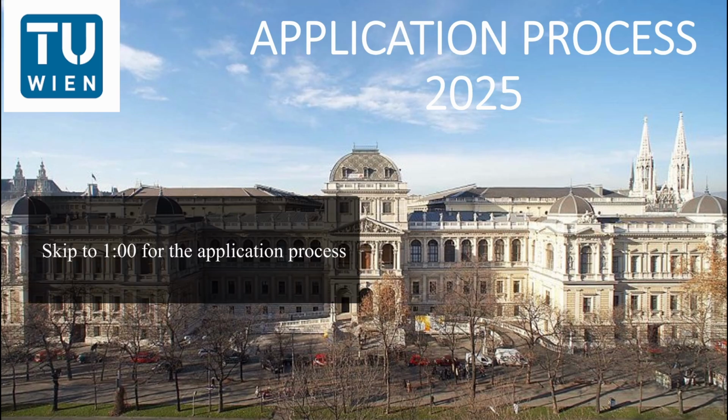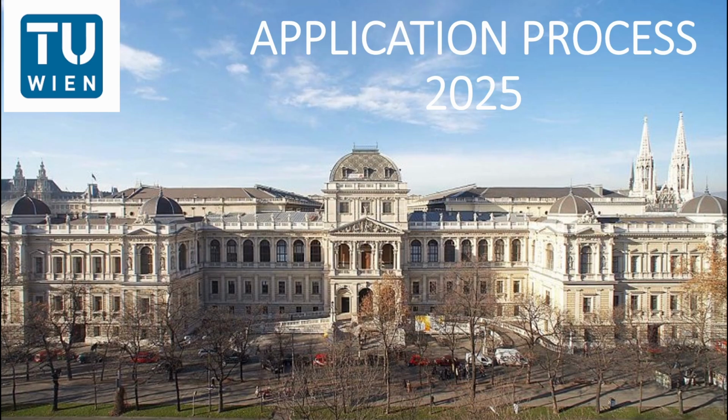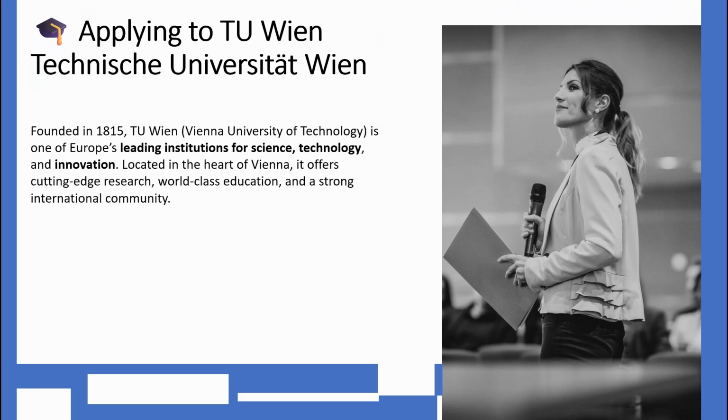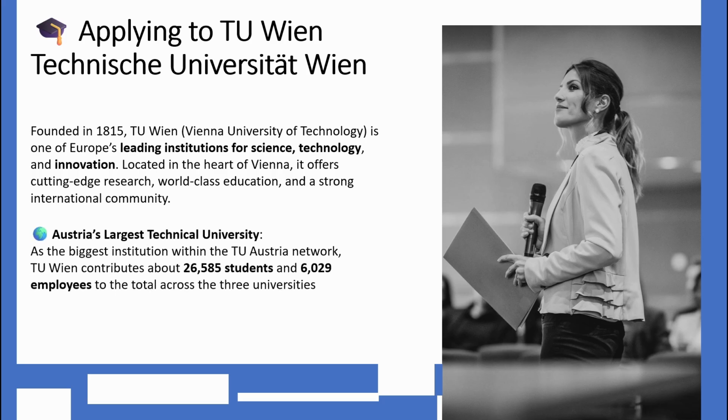Today's episode is all about the application process for TU Wien, one of Austria's top technical universities and actually the largest in the country. TU Wien, or Vienna University of Technology, was founded way back in 1815, and it's now home to over 26,500 students and more than 6,000 staff members. It's located right in the heart of Vienna and is known for its cutting-edge research and strong international community, making it a popular choice for students from all over the world.